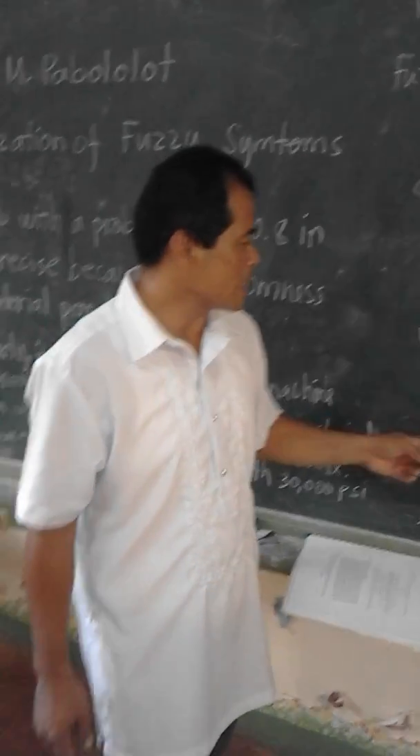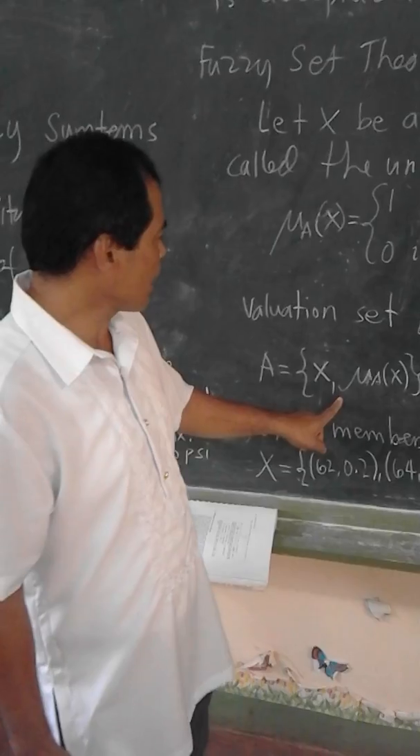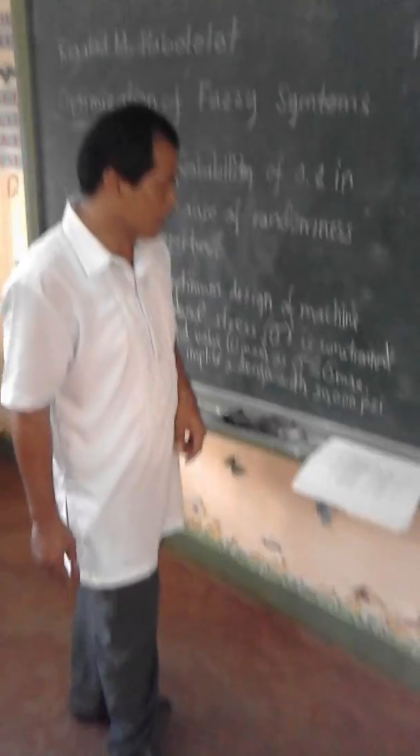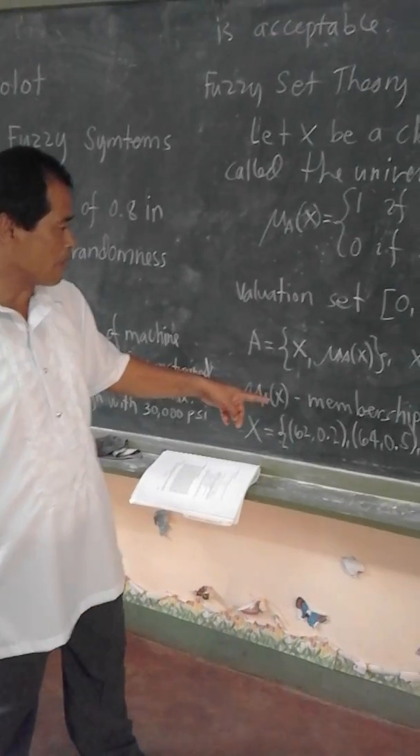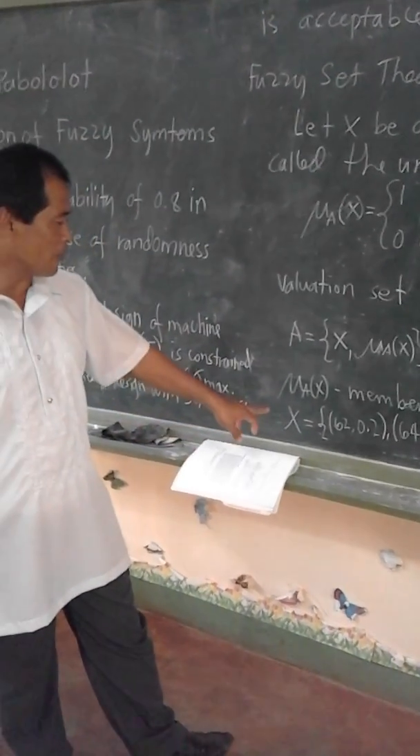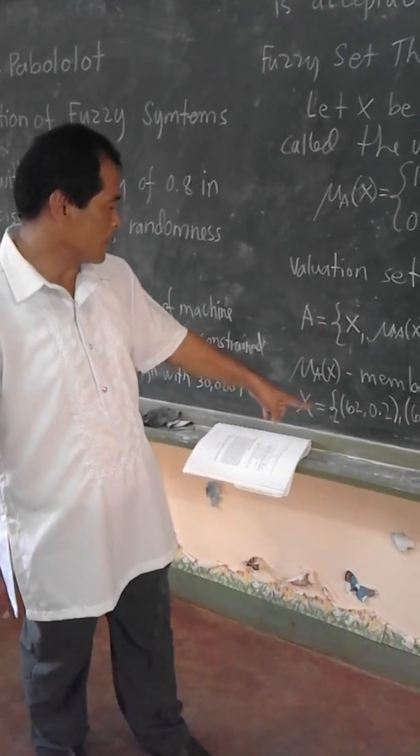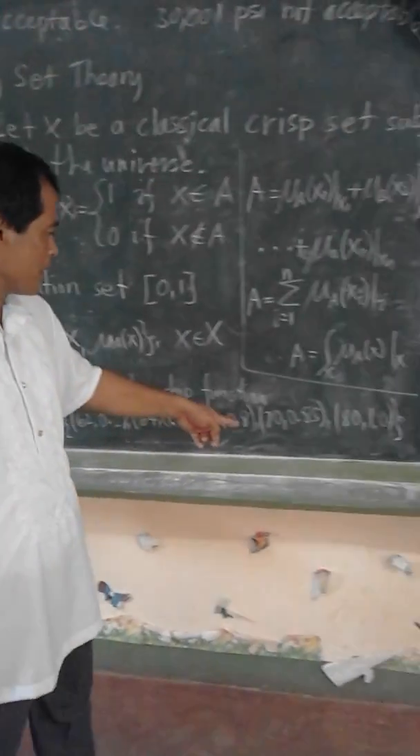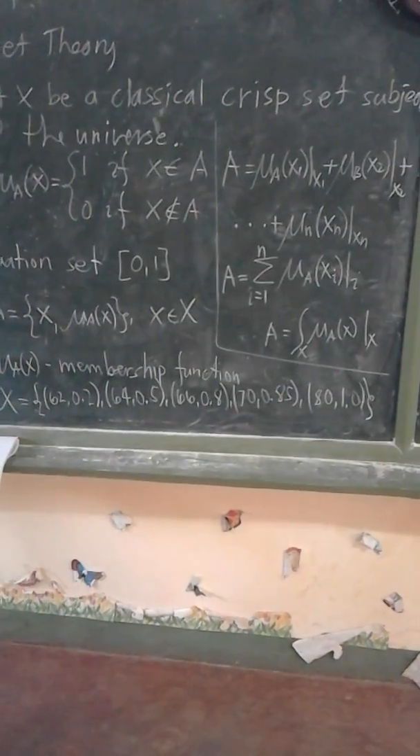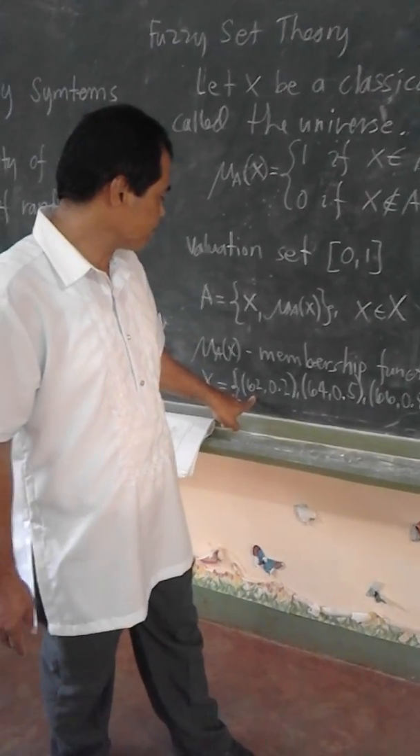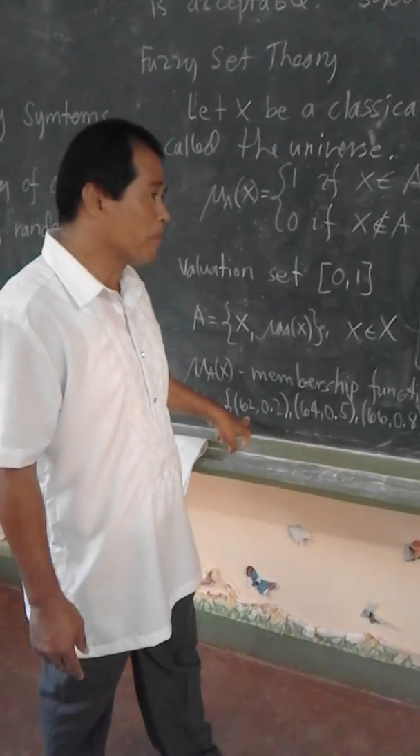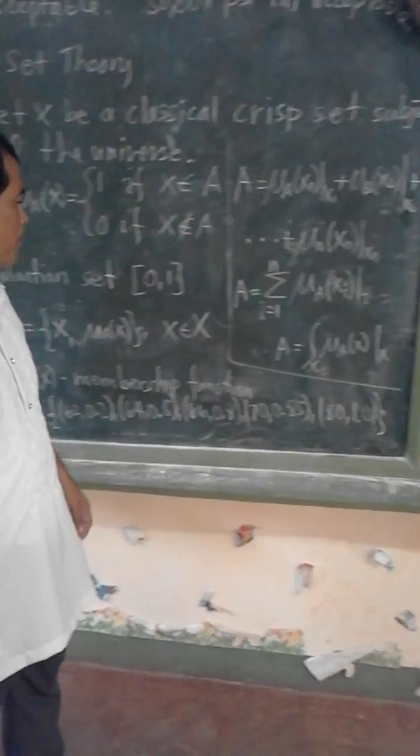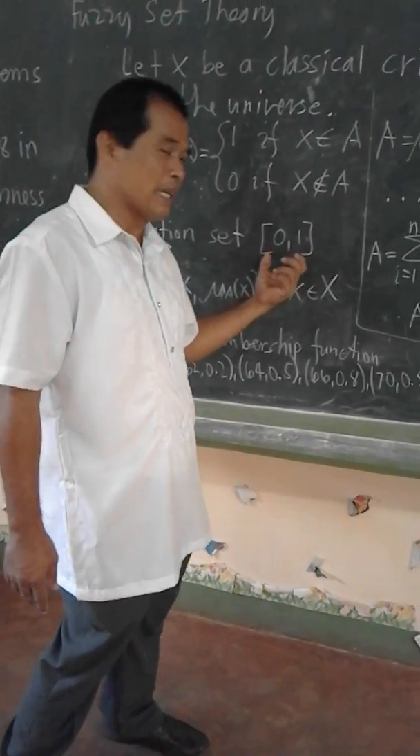Then for A, we have mu of A sub X, where X is an element of capital X, and mu sub A of X is the membership function. Then X equals 60, for example, with 0.2, 64.5, 66.8, 70.85, 80, 1.0. Supposing this is the room temperature in Fahrenheit, and 0.2, 0.5, 0.8, 0.85 are the evaluation set in this range.